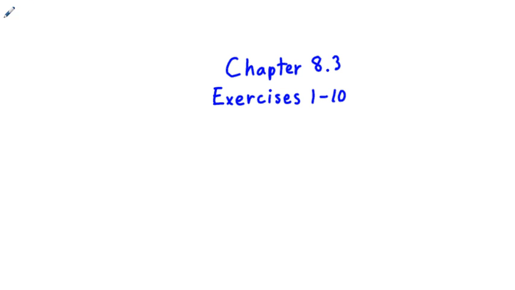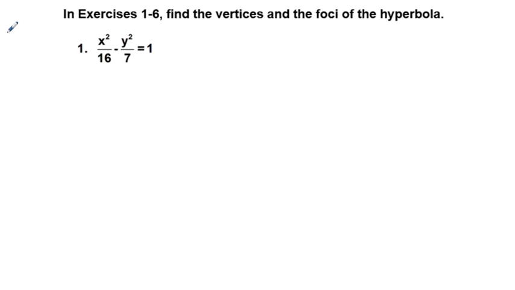This is chapter 8.3, exercises 1 through 10. Section 8.3 in our book has to do with hyperbolas. And this video lesson is going to cover these odd numbers in the set 1 through 10: 1, 3, 5, 7, and 9. In exercises 1 through 6, find the vertices and the foci of the hyperbola.